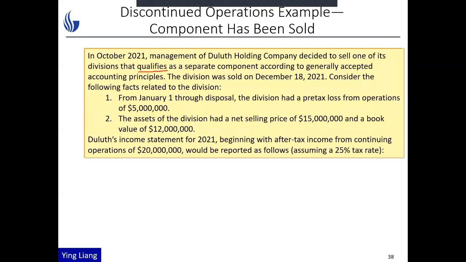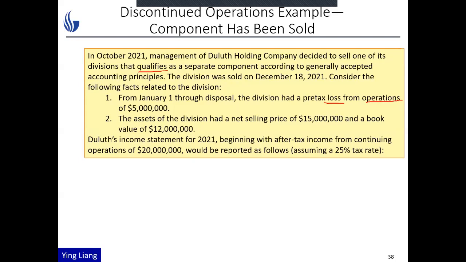Now, two facts related to the division. Number one, from January to the disposal date, the division had a pre-tax loss from operations of $5 million. Now, this is operation loss, right? So that was the first situation that we need to report. Two, the assets of the division had a net selling price of $15 million and a book value of $12 million. So the price is higher than what is marked in our book. So we have a gain. We have a gain of $3 million, the difference between 15 and 12.